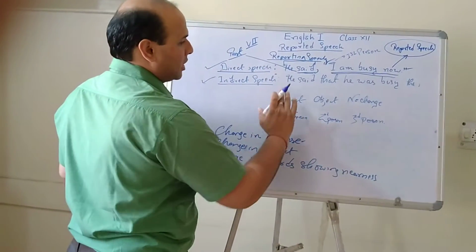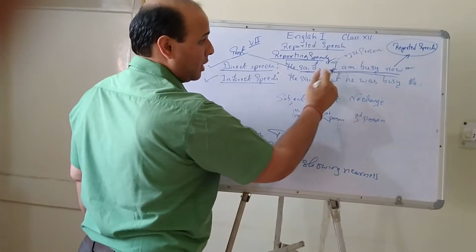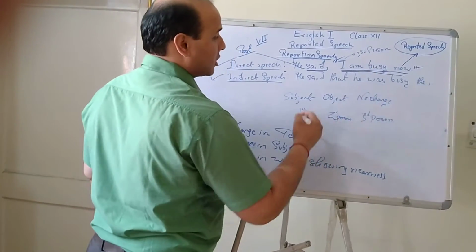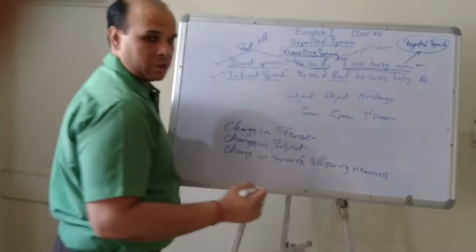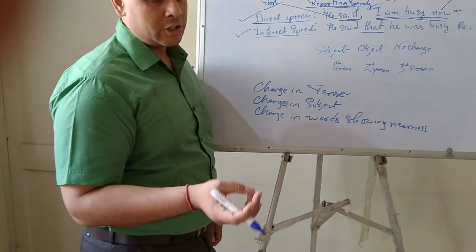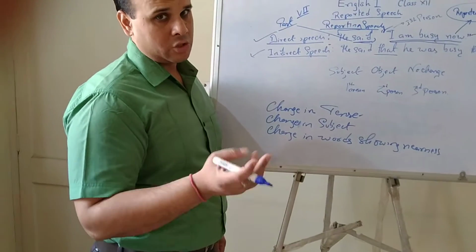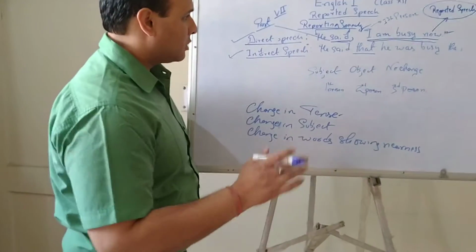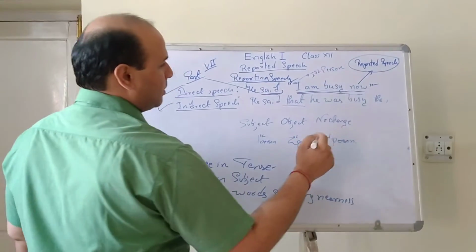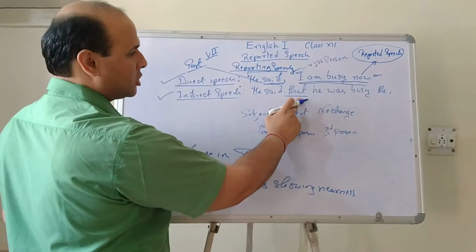Now, it becomes, he said. Now, we are replacing these inverted commas with a conjunction. A conjunction is a word which is responsible for connecting two words, two clauses, two phrases, a clause or a phrase. So what is happening? These inverted commas are being replaced with the help of a conjunction, that.